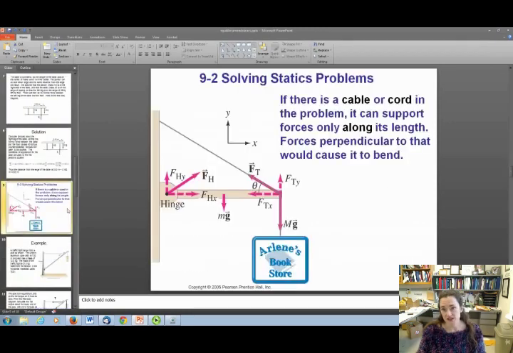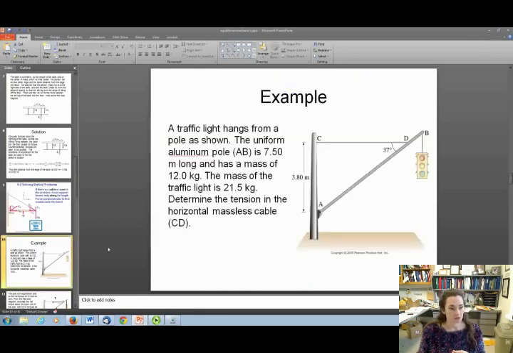Now, there's also lots of statics problems that have cables and cords. All right, so it's important to remember that cables and cords support the force along the length. Remember that the tension, which is what you'd have if you had a cable or a cord, acts along the cable. Okay, so let's do an example problem with a cable or a cord.